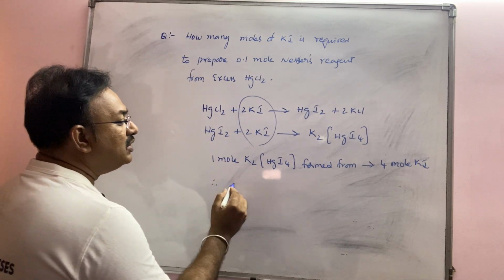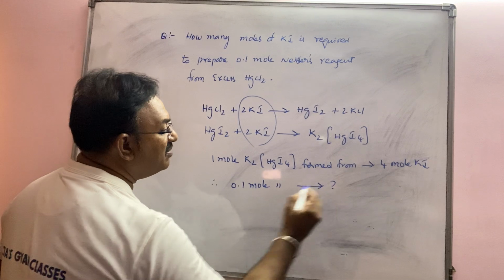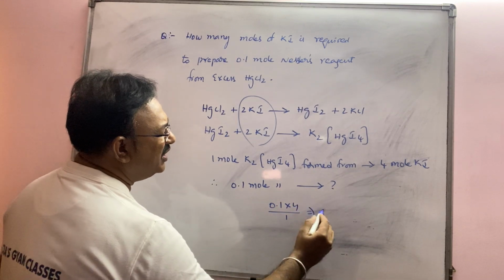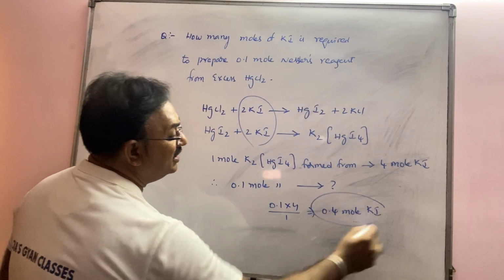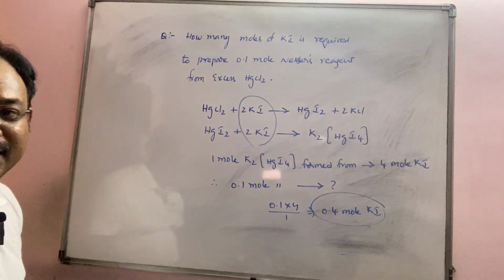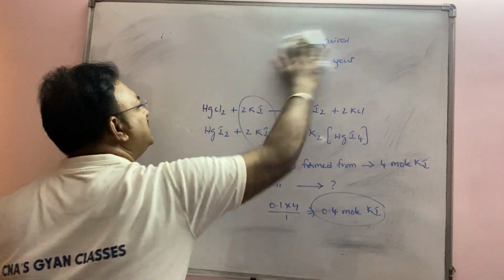So therefore, 0.1 mole of Nessler's reagent is formed from how much? So 0.1 into 4 by 1, that equals 0.4 mole of KI required. Okay. So the answer is 0.4 moles of KI. Right. Now coming to the next question.